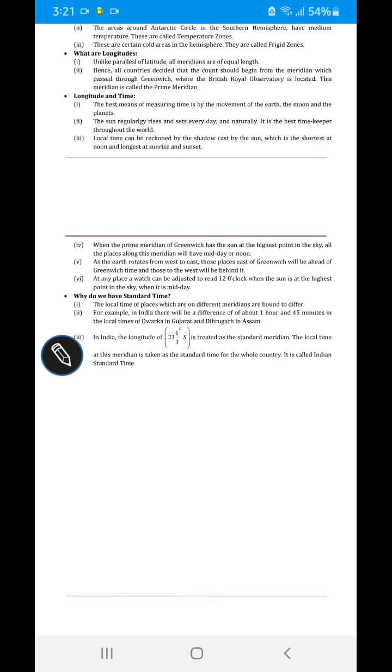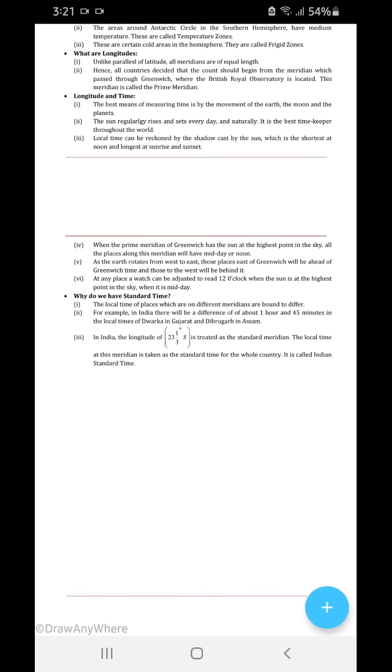Now, why do we have standard time? The local times of places on different meridians are bound to differ. For example, in India, there is a difference of 1 hour and 45 minutes in the local time of Dwarka in Gujarat and Dibrugarh in Assam.